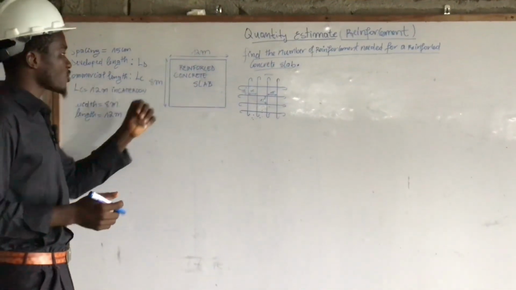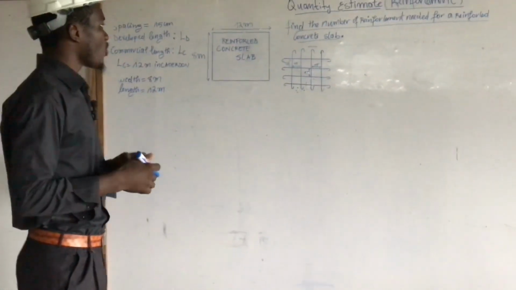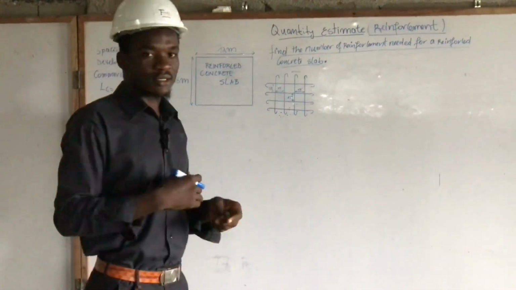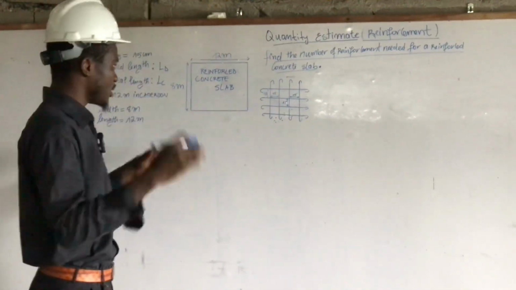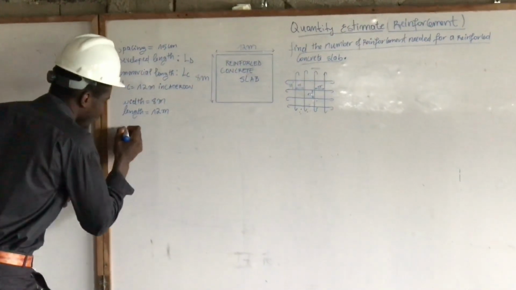This is our reinforced concrete slab. The width is 8 meter, the length is 12 meter. So first of all, we are going to find the number of steel bar needed in terms of the width direction. So the number of steel bar.